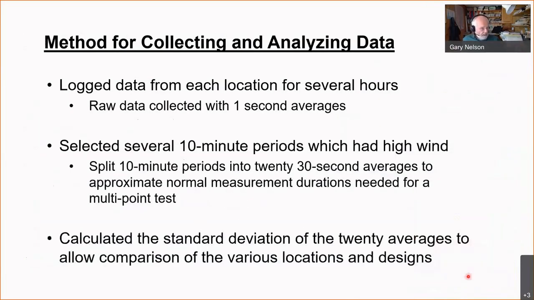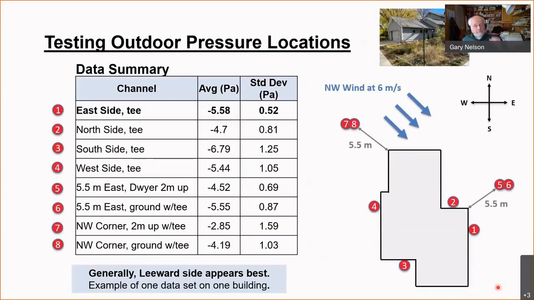So I think I've already talked about this. I logged the data every second. I then generated 10-minute periods representing a full blower door test. I divided that into 30-second averages to represent approximately the averaging time for an individual measurement, either the zero pressure measurement or the pressure when the fan is running. And then I'm calculating the standard deviation of these 20 30-second averages. And here we see the results of those readings.